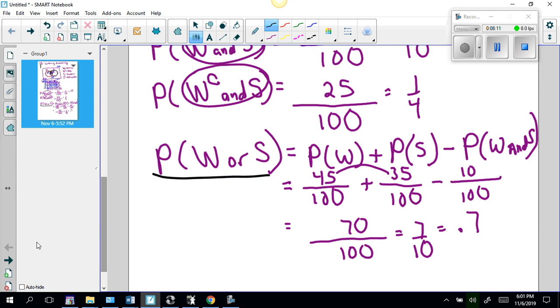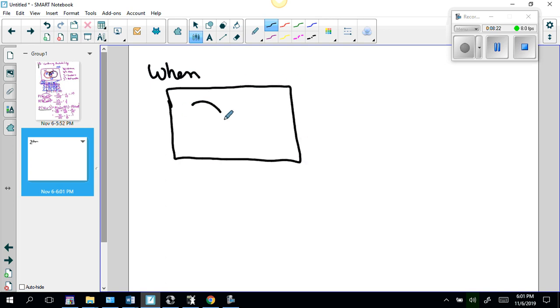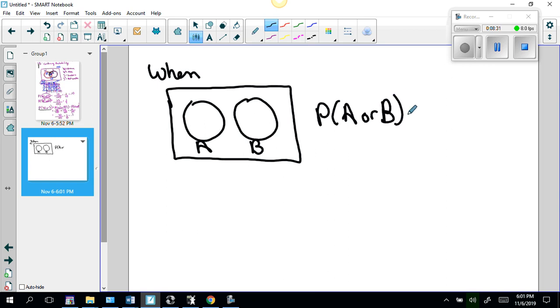That's the hard part of the lecture today. Now, when you got non-overlapping sets, some set A, some set B, then the probability of A or B is just the probability of A plus the probability of B. Really easy to do an OR problem when I have no overlap. So the trick is trying to decide if you have overlapping events or non-overlapping events.